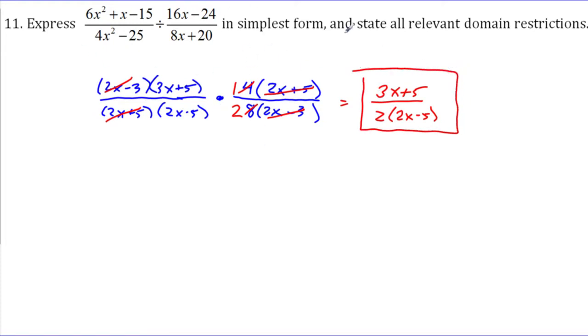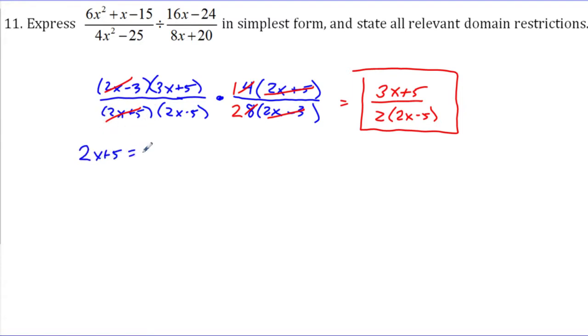We have one more part to this, and that's saying state all relevant domain restrictions. So here's where we have to be a little bit careful. I'm going to look at my denominator here, 2x plus 5 and 2x minus 5. They are each going to give me domain restrictions, which means I want to know when 2x plus 5 is going to be equal to 0.